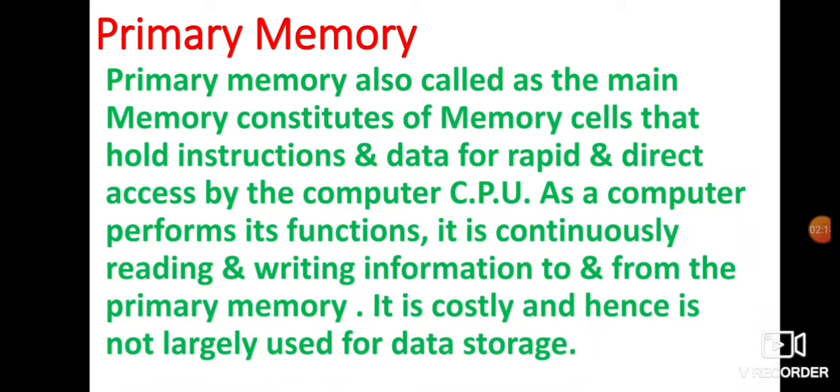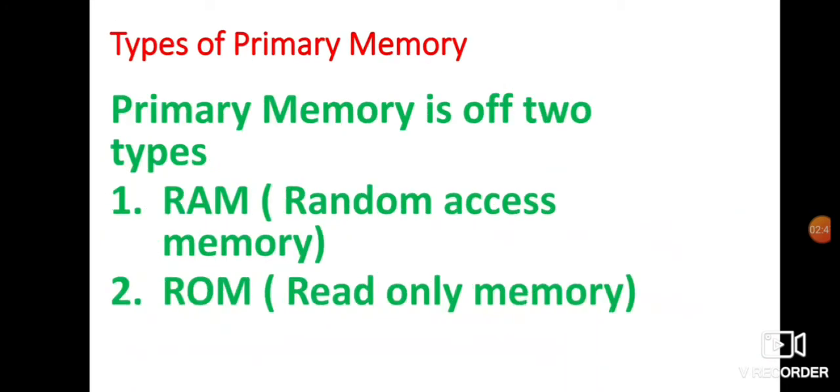It is continuously used for receiving information in the form of data and instructions by the computer CPU. It is costly. Primary memory is costly and hence is not largely used for data storage. For data storage, we use secondary memory. Primary memory is costly and only used as a main memory whose data and instructions are continuously accessed by the computer CPU. Now, primary memory is of two types: RAM, random access memory, and ROM, read only memory.